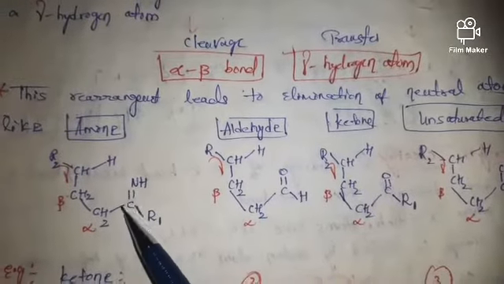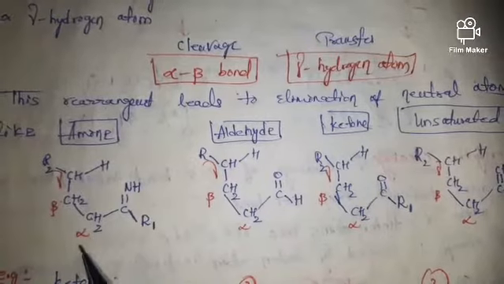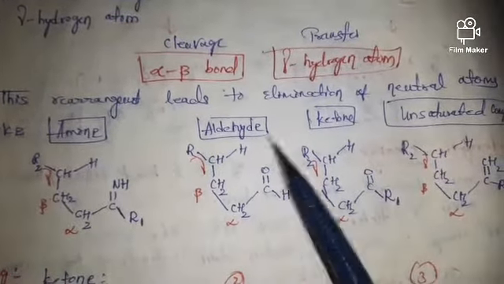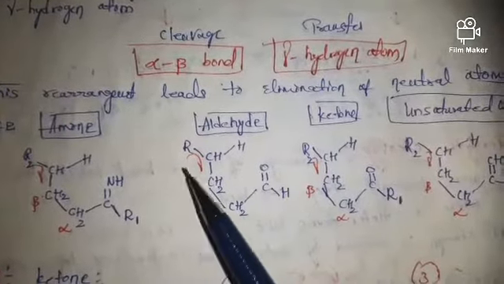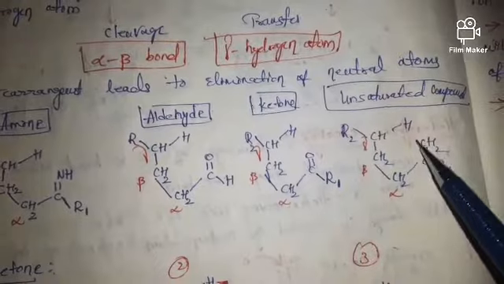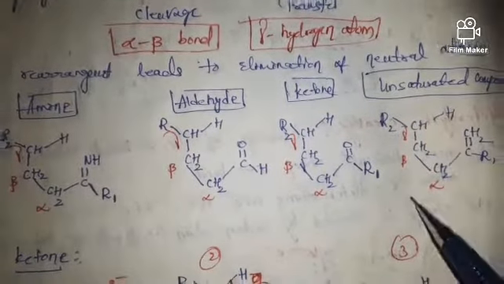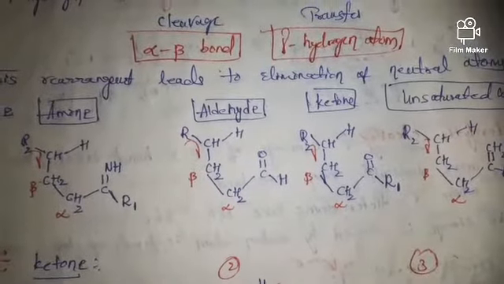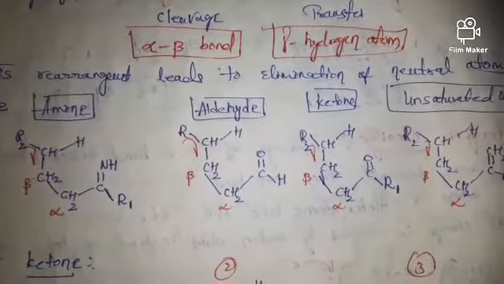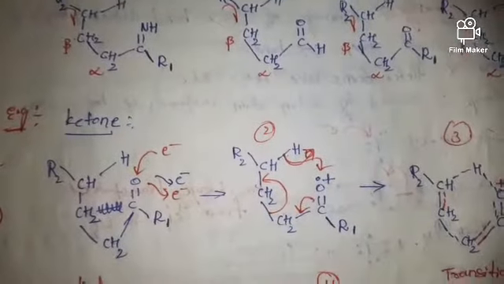See, this is alpha, adjacent to the amine. So this is the alpha carbon, this is beta, and this is gamma. The same thing applies in the case of aldehydes also: alpha, beta, gamma. And this is a ketone: alpha, beta, gamma. This is the unsaturated compound. Here also, friends, alpha, beta, gamma. First, what we have to do is represent the carbons as alpha, beta, gamma. Next, try to understand the concept which we discussed.